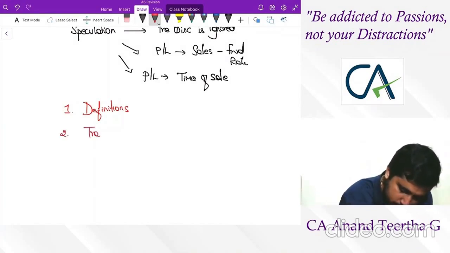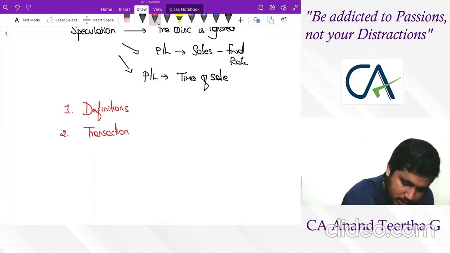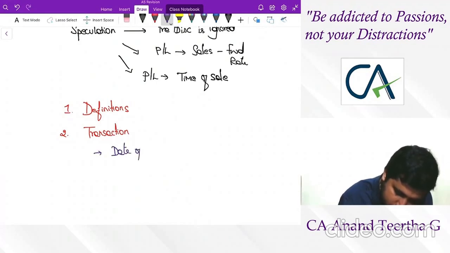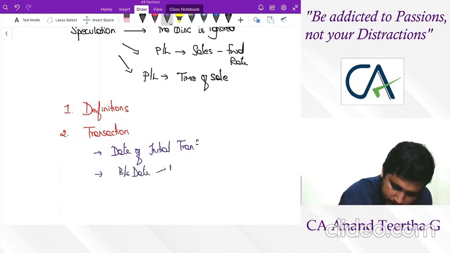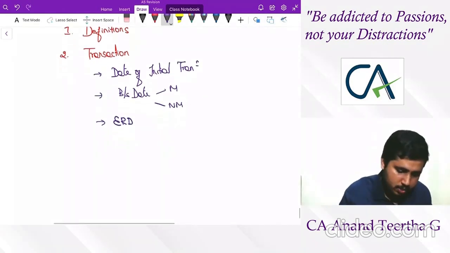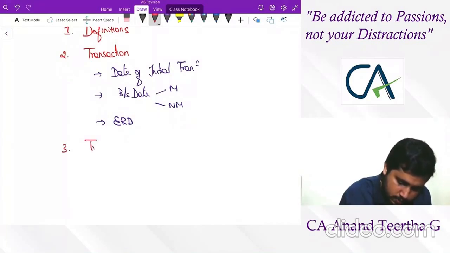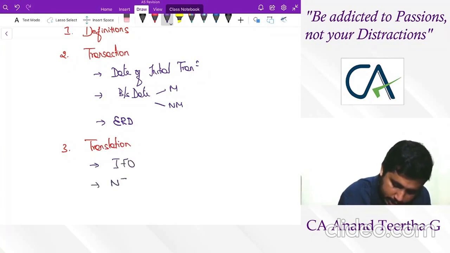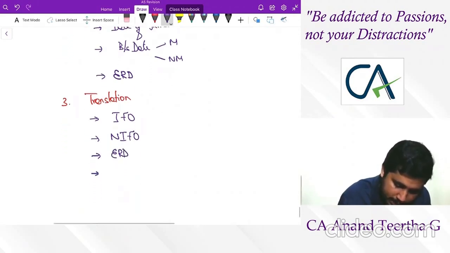Second one, transaction rules. In this transaction rules, number one, date of initial transaction. So what will you do with that? Then what will you do with balance sheet date? Is it monetary, non-monetary? And how will you treat exchange rate difference for transaction rules? Then afterwards, third, translation rules. In that, how will you deal with integral foreign operation? How will you deal with non-integral foreign operation? How will you deal with ERD under both these situations? Then how will you handle reclassification?